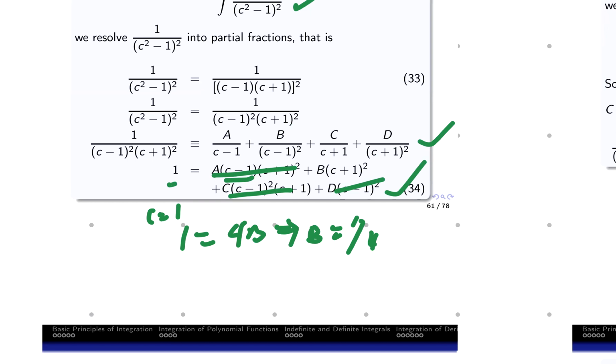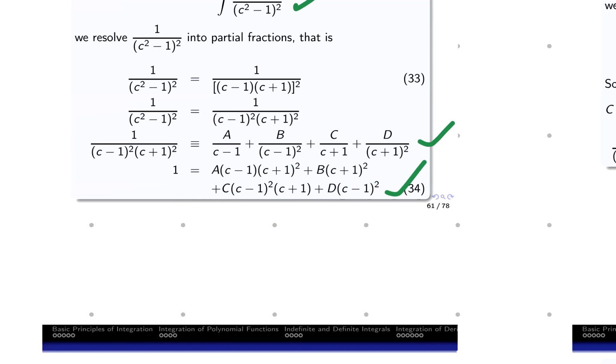Okay, so we have got b to be 1 over 4, right? Of course, there's also c plus 1. So if you want to get rid of anything c plus 1, you have to say c equals minus 1. So at c equals minus 1, everywhere you have c plus 1 will also go. This will go. So you again have 1 on the left-hand side.